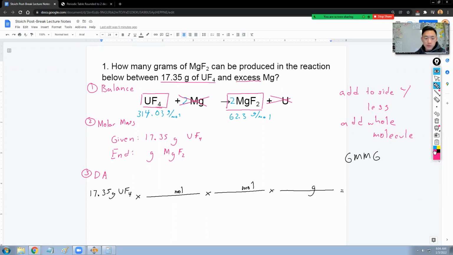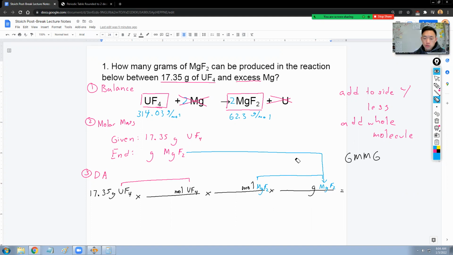Now, you guys might also remember that the first 2 fractions are about the same chemical. So the first 2 fractions are going to be about UF4, and the last 2 fractions are going to be about the same chemical. Now, we want to end up with grams of MgF2, which means that this last fraction is going to be grams of MgF2, which means that the last 2 fractions are about MgF2.